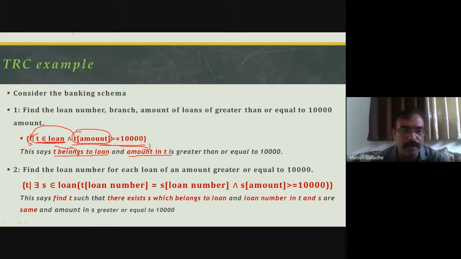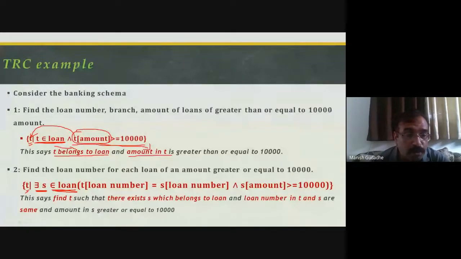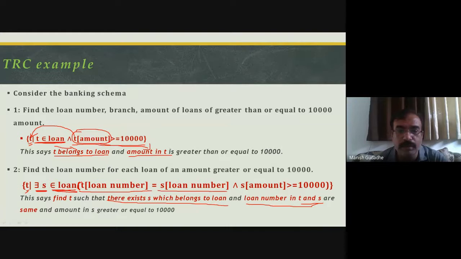So what we are saying here is find T such that there exists S which belongs to loan, and loan number in T and S, such that T dot loan number should be equal to S dot loan number.